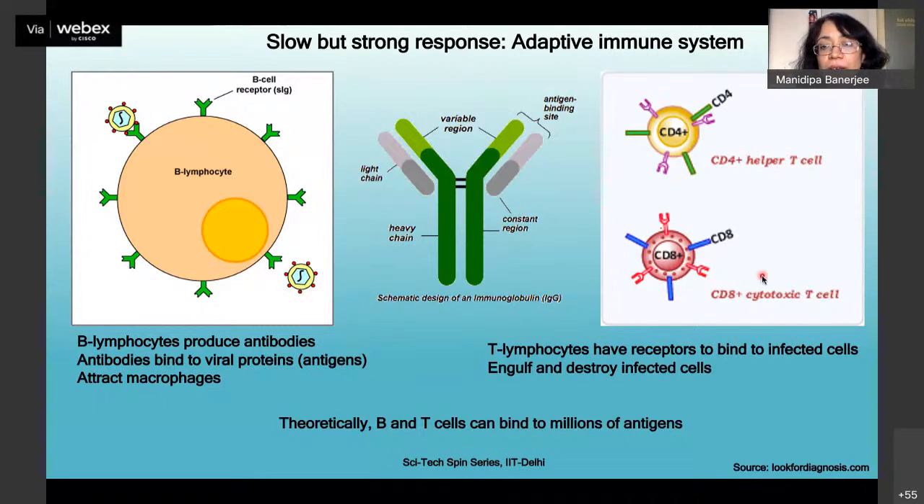Also, there are T lymphocytes, which have receptors to bind to infected cells. And so they can engulf the entire infected cell. So let's say the virus is within the cell, and T lymphocytes can recognize through the receptor that this particular cell appears to be virus infected. They can engulf and destroy infected cells. And as I said, theoretically, B and T cells can recognize millions of foreign proteins or foreign antigens.